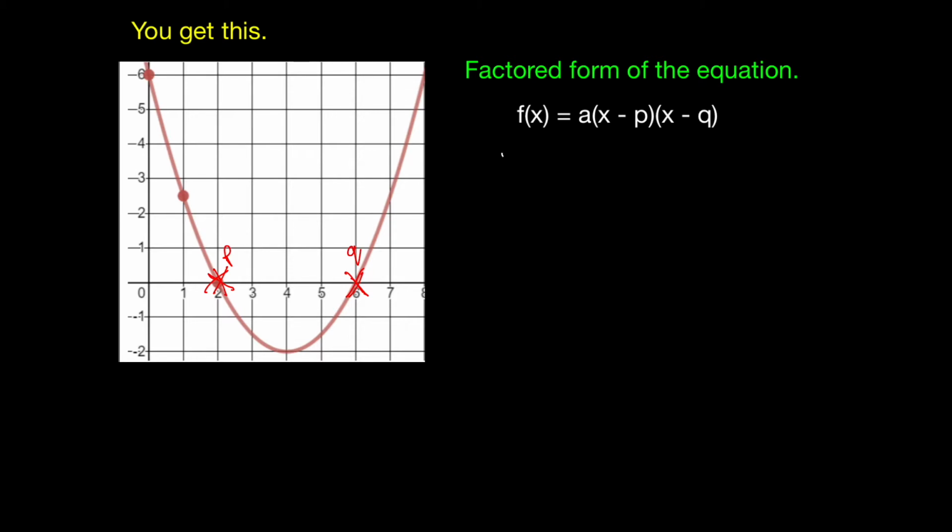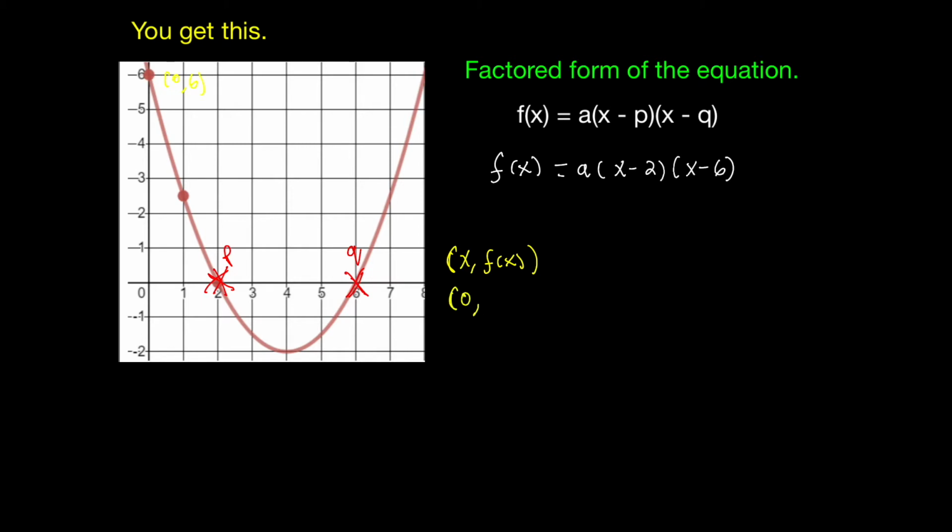Doing so, we now have the equation f of x equal to a, x minus 2 multiplied with x minus 6. The only thing left to do is to find the value for a, and for that, we have to choose a point x, f of x. If you have the y-intercept, I encourage you to use the y-intercept, and here we do. And the y-intercept is at (0, 6).